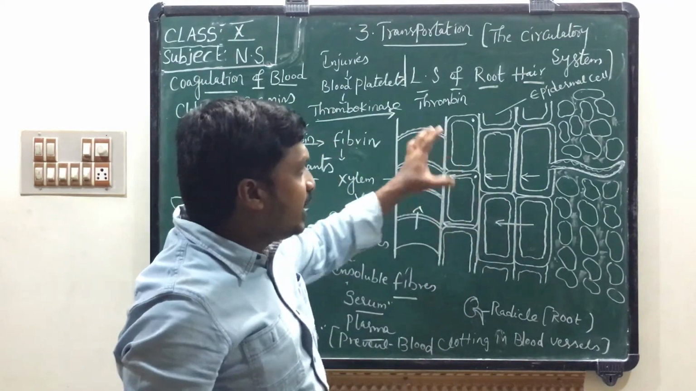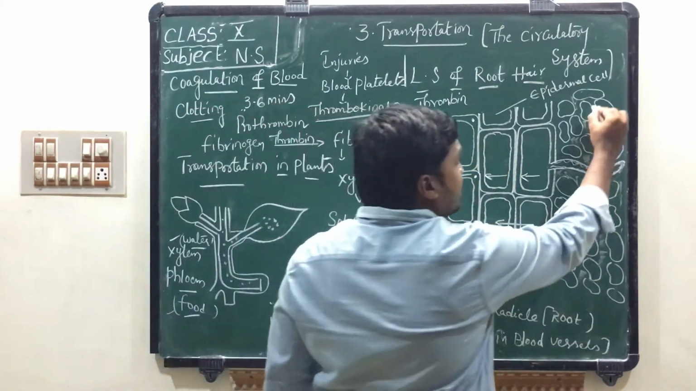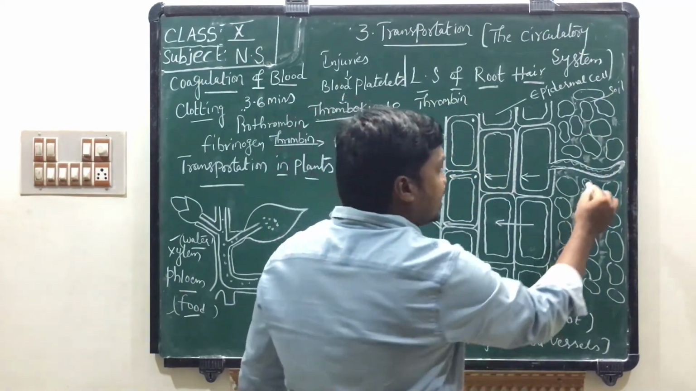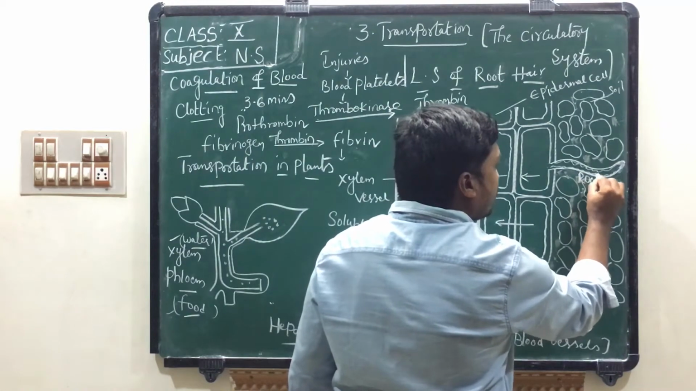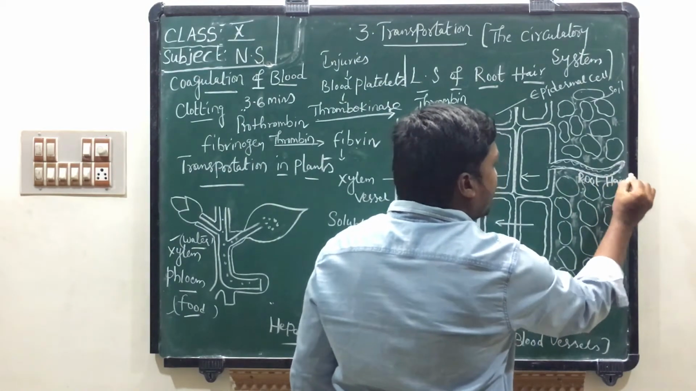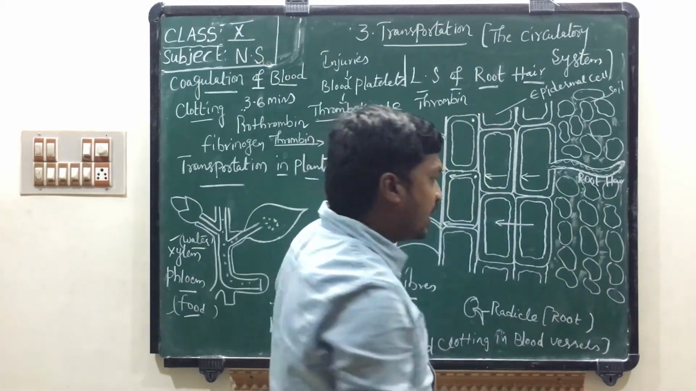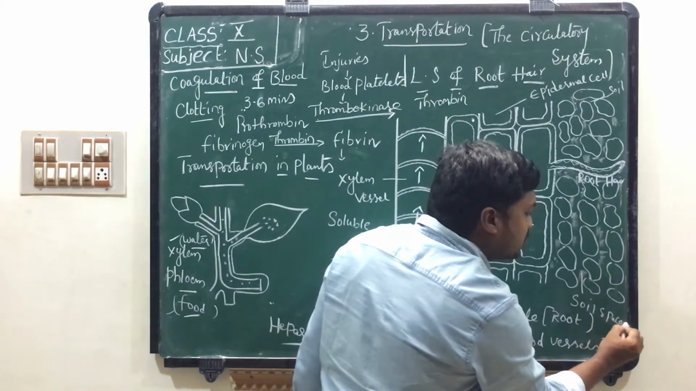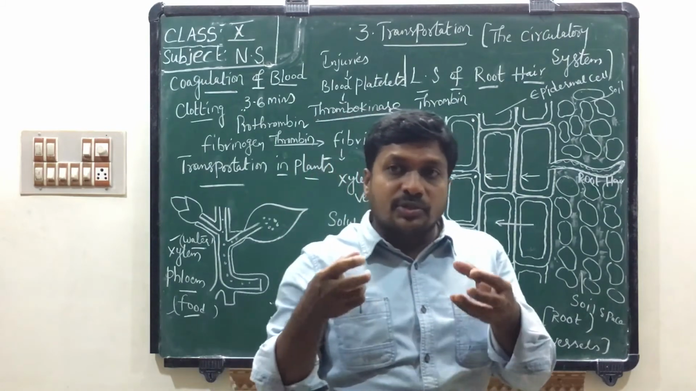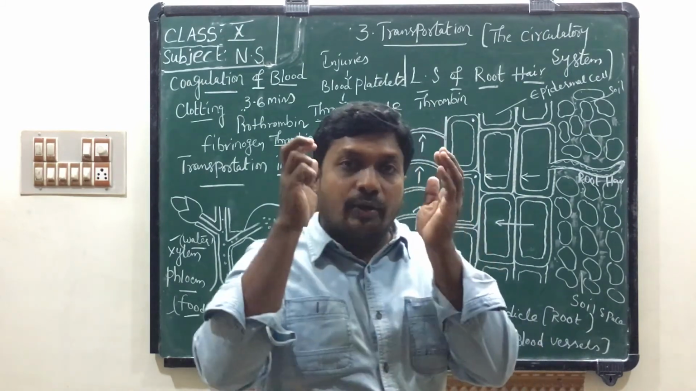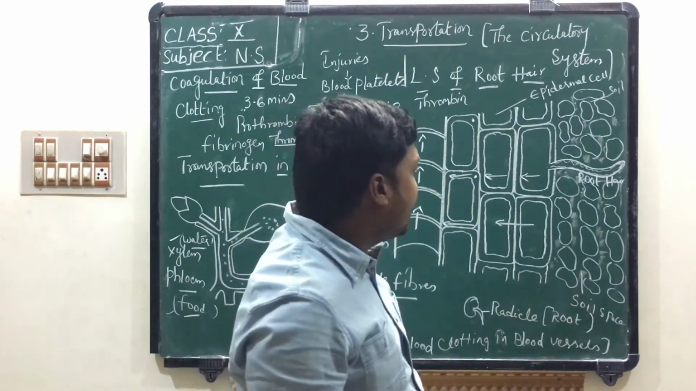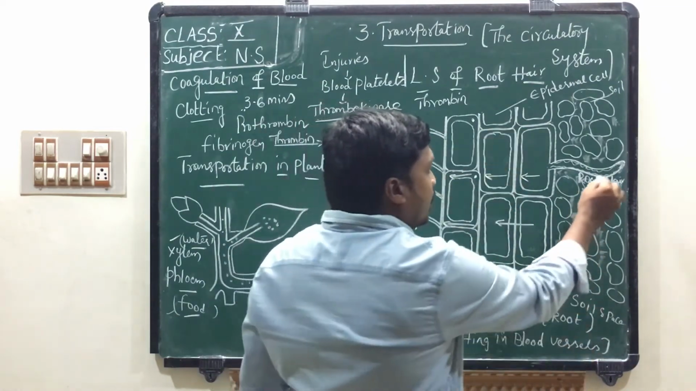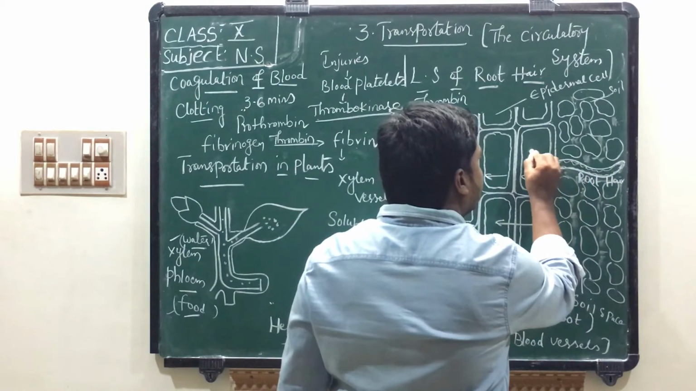Now see here, do you know children, these are soil particles. This is root hair. If you observe in soil, in between the soil particles, we can find some space known as soil space. If you observe in between the sand particles or soil particles, we can find some space known as soil space. These are epidermal cells. Okay, now these are root hair and this is called cell sap.